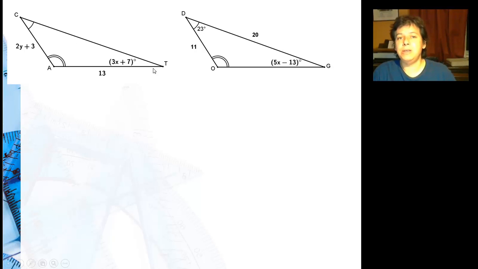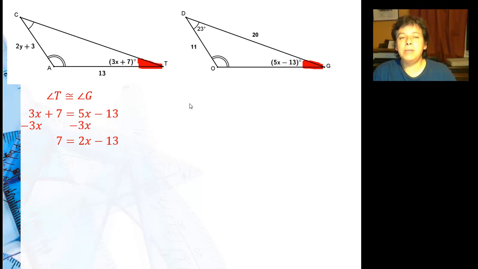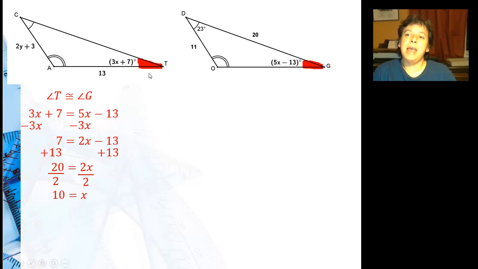Now that I'm looking at these two triangles, I can see that angle T is congruent to angle G. See how you have T and G here? They correspond. So that means 3x plus 7 is equal to 5x minus 13. Subtracting 3x from both sides, I get 7 equals 2x minus 13. Then I add 13 to both sides and then divide both sides by 2, so x is 10. I can actually find that angle value by substituting 10 back in for x. 3 times 10 plus 7 is 37 degrees. So both angle T and angle G are 37 degrees.